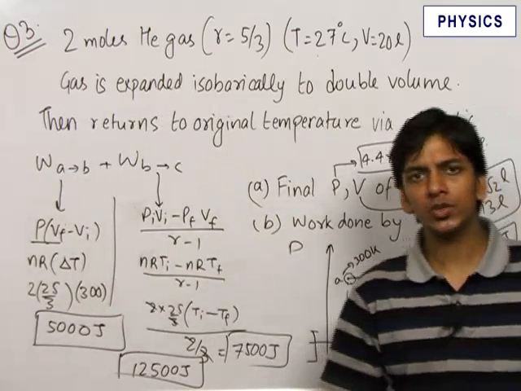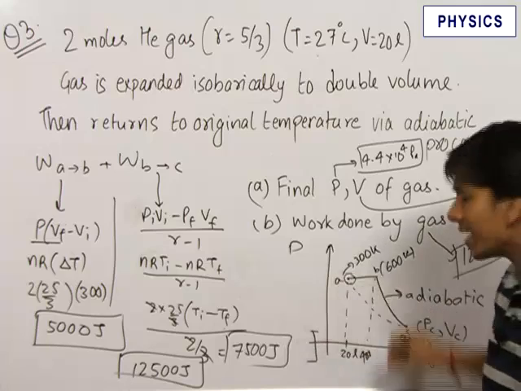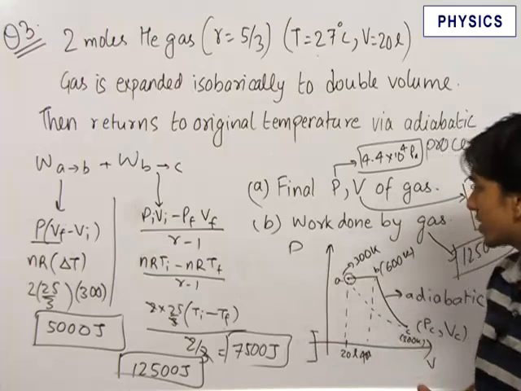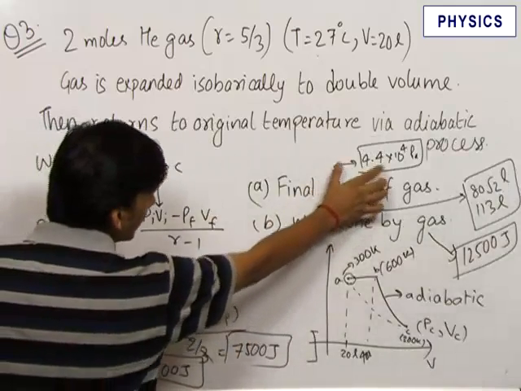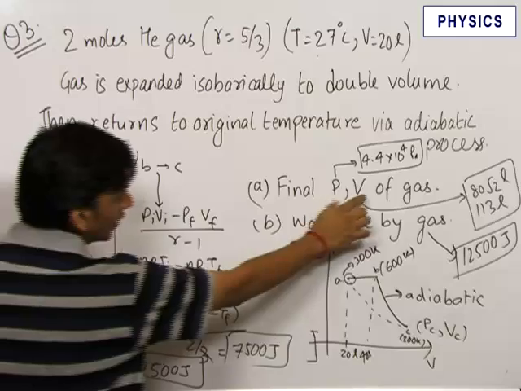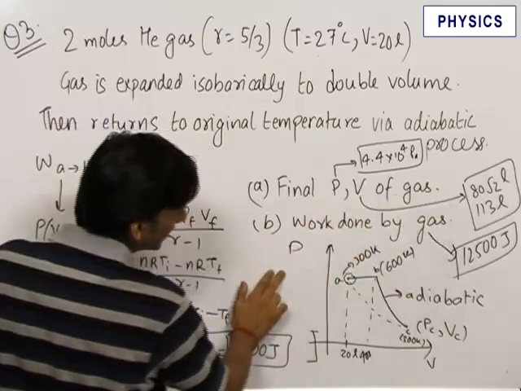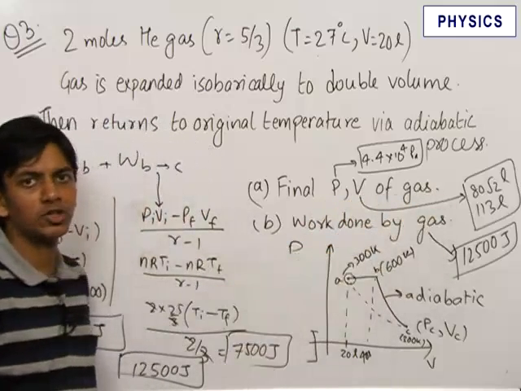So what we learned from this question was that making a graph and interpreting them to solve questions is really very helpful, and we thus get the final answer for the pressure of the gas to be 4.4 into 10 raised to 4 pascals, the volume of the gas to be 113 liters, and the work done by the gas to be equal to 12500 joules in the whole process.